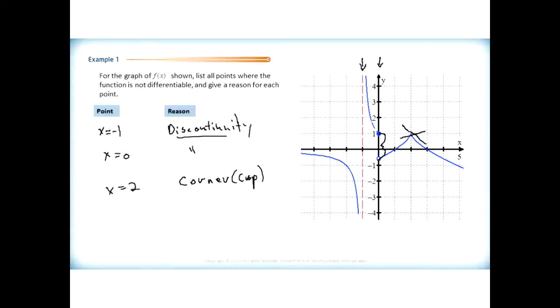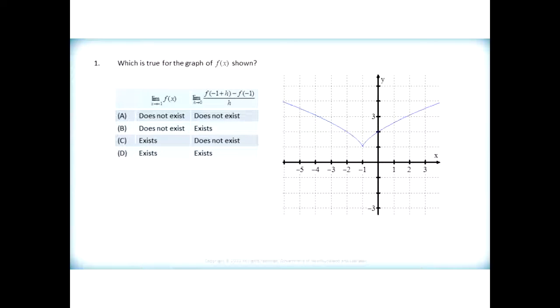Okay? So let's move along. Not much to all of that. Here's a multiple choice question that came from a test, and it says, which is true of the graph of f of x shown? So the limit as x approaches -1 is what's written here. It's a little bit hard to see that, but what's down there is actually just x approaches -1. And this one is the limit as h approaches 0 of f of -1 plus h minus f of -1 all over h. We should recognize that that is the definition of the derivative. So that's the derivative of this function, f of x, at x equals -1.